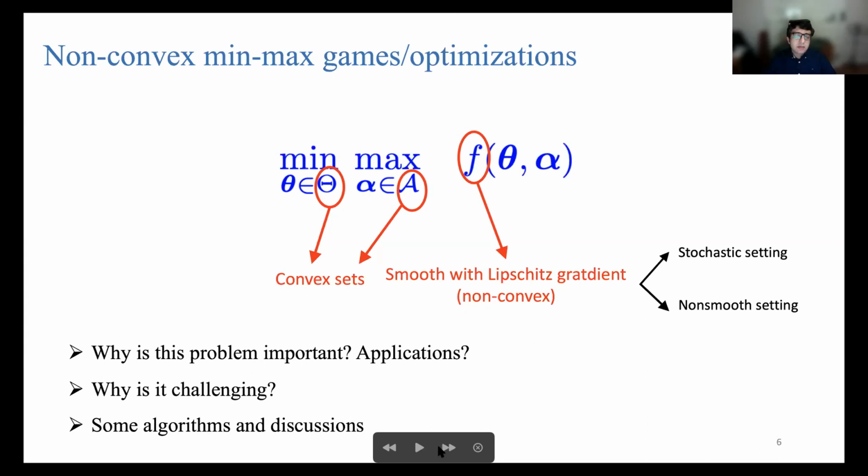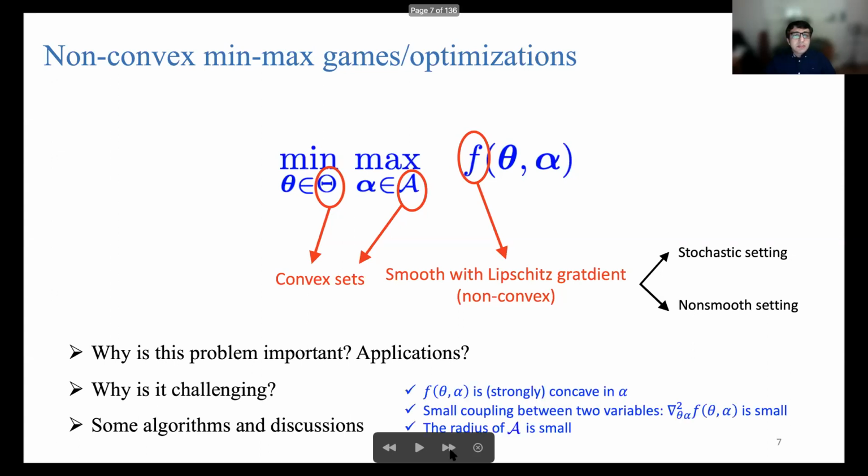The goal of my talk today is to talk about why this problem is important, some applications around it, why it is challenging, and some algorithms, ideas and discussions around solving it. And please, at any time, feel free to stop me if you have any questions during the talk.